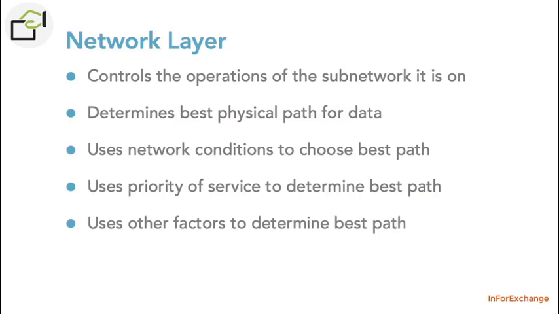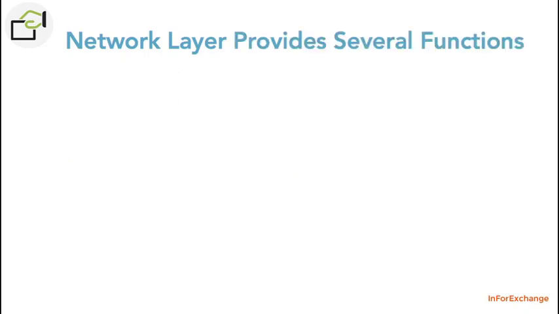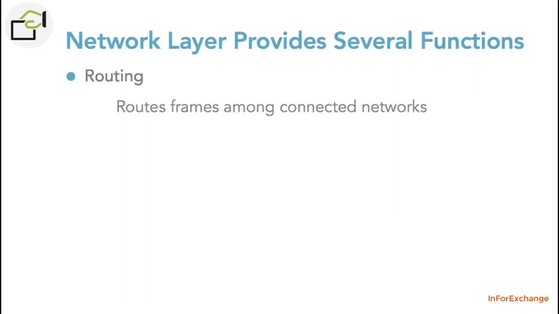It can compare all these pieces of information and put it all together to determine the best path for a particular packet to follow. There are several functions that are provided by the network layer. One is the aforementioned routing. Basically, what it does is it routes frames among the connected networks along the best path needed to get to the destination.